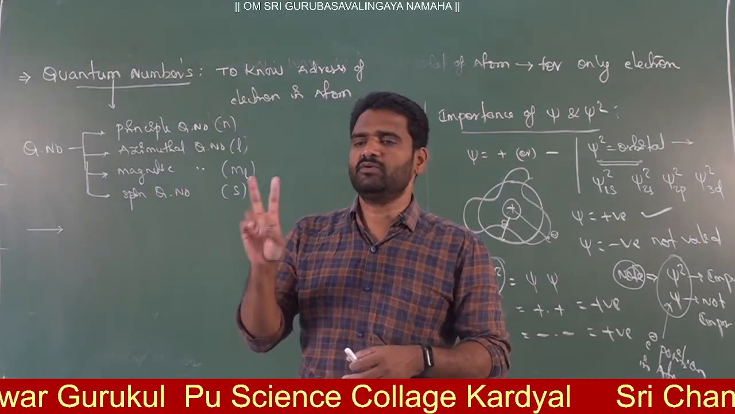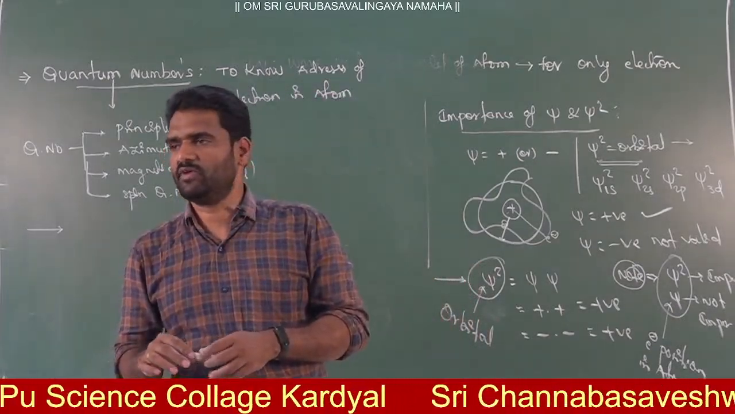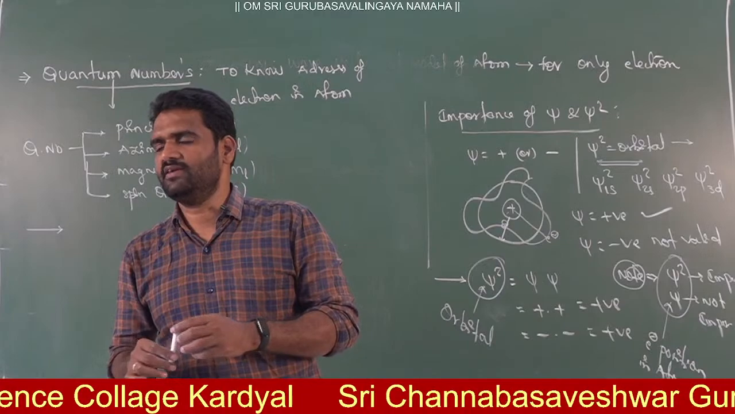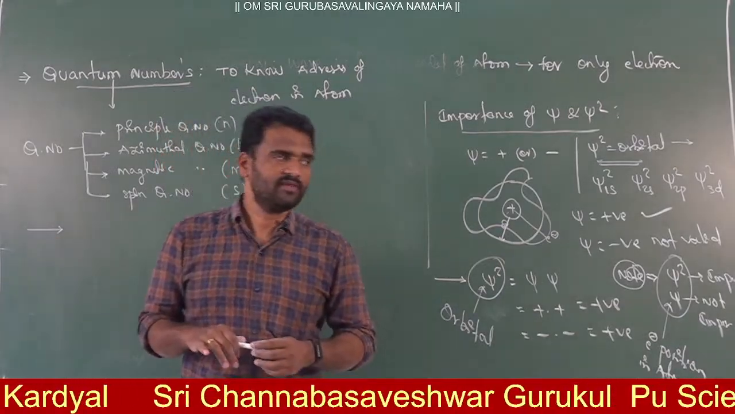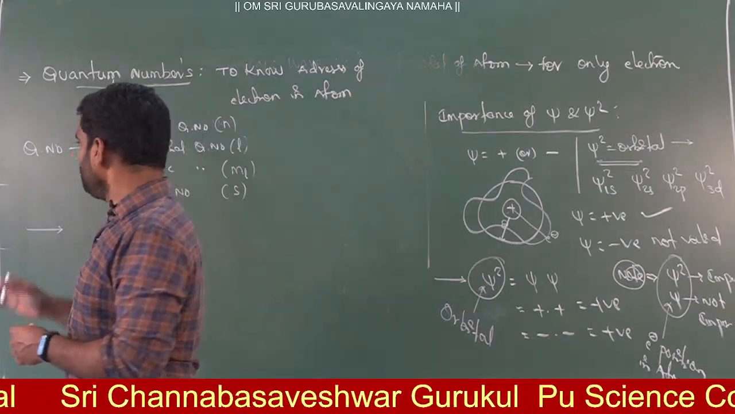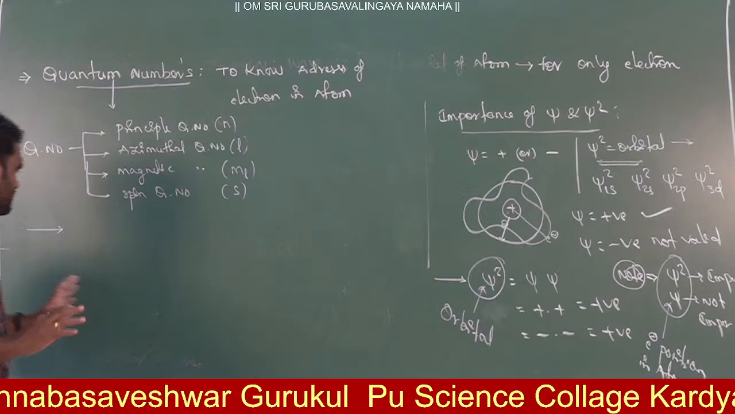So I gave the point at the start. No two electrons have the same quantum numbers. At least they will differ with spin quantum number. That means every electron will be different. They are not the same.